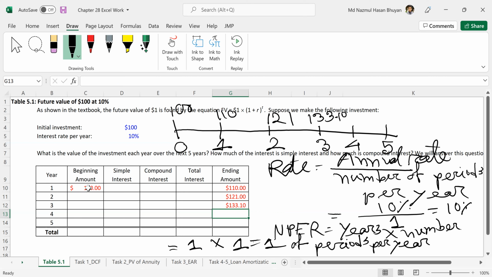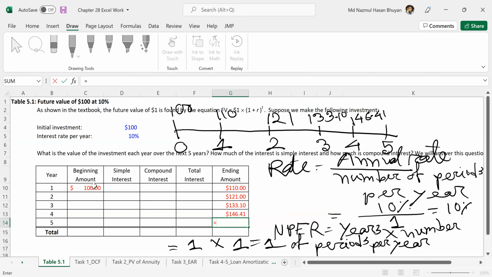10 percent. Next, FV: rate, N per, then PMT, then PV. So your future value at the end of year number 4 is $146.41.